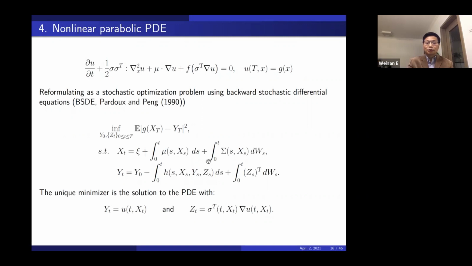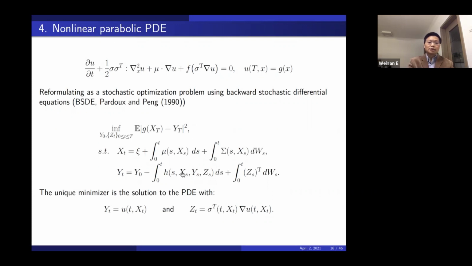You can see that there are two equations, three unknowns. So what's remarkable is that it's proven in this paper that it has a unique adapted solution. That's quite remarkable. And we minimize the discrepancy between the terminal condition and the value of the process y at the terminal time. So one can show that these two problems are equivalent.